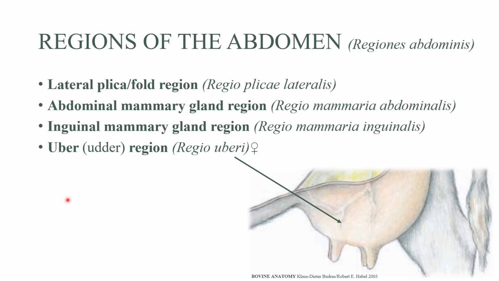Okay, so this is the last part. We have again the regions of the abdomen. This we already covered, the lateral plica or fold region, which is Regio lateralis. Then we have the abdominal mammary gland region, and we have the inguinal mammary gland region, and then the upper region or the region of the udder, which is also only in female cows or goats, animals that have an udder.